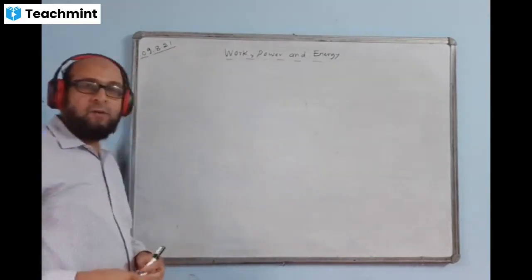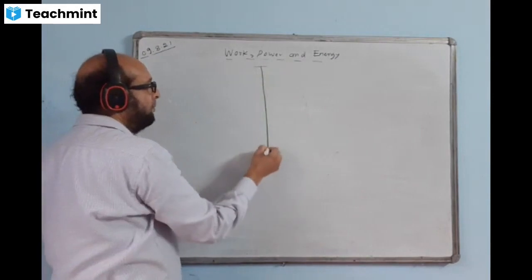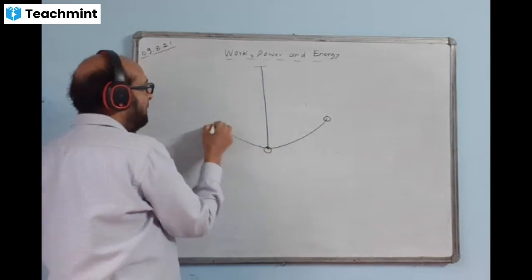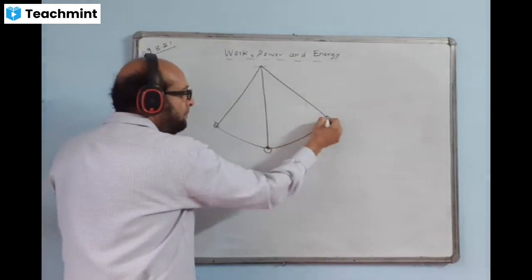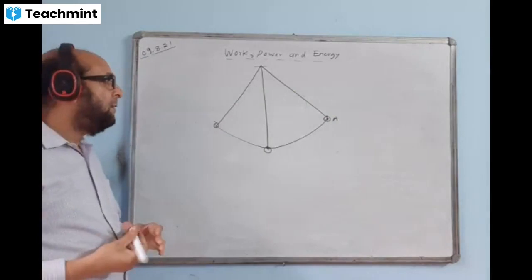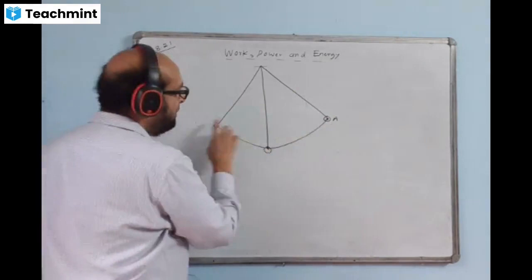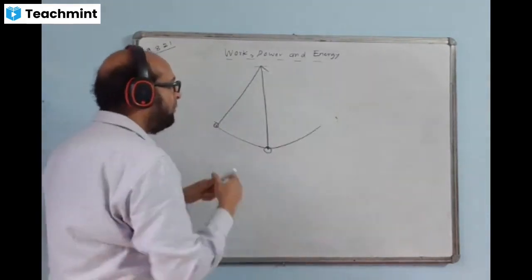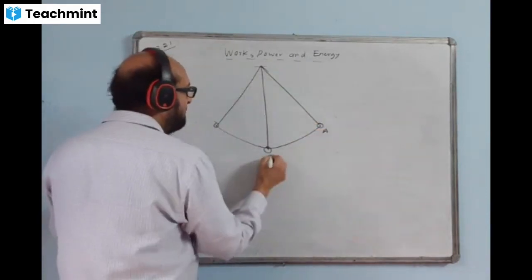Now, write a question. You can see they're showing a pendulum here. The pendulum is oscillating here and here, like this. Okay. The question says, these two are extreme points, where the velocity will be 0. This is A, this is B, this is C.